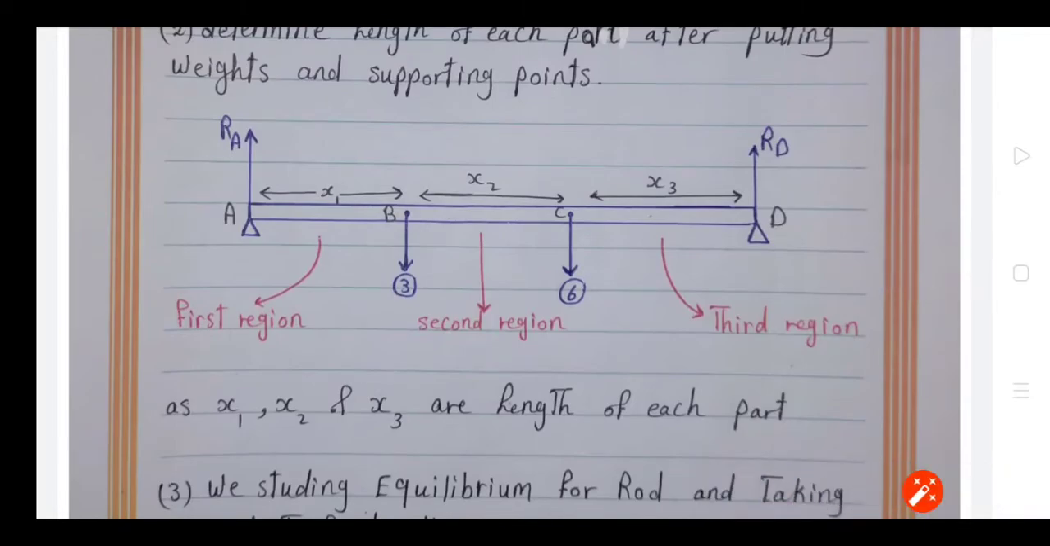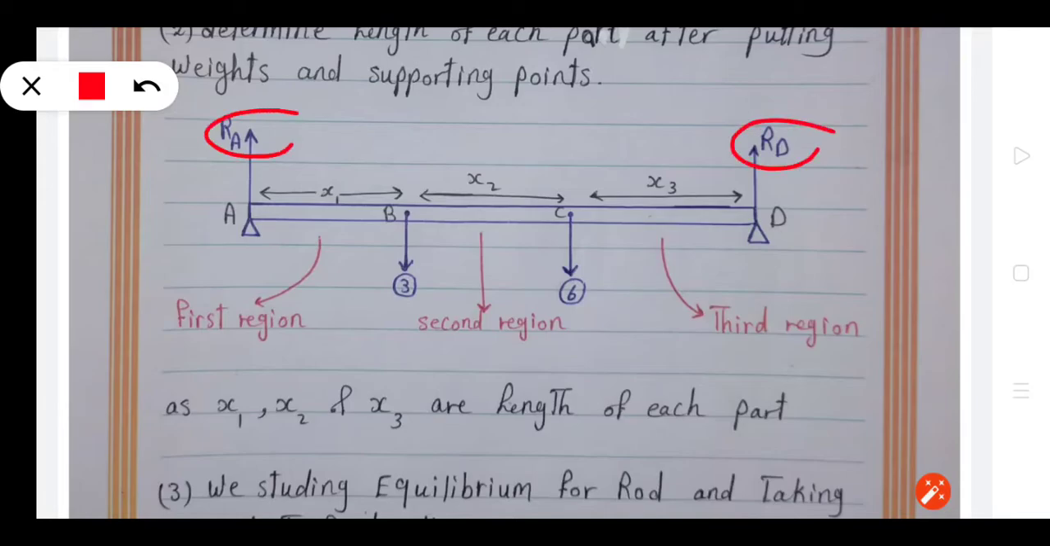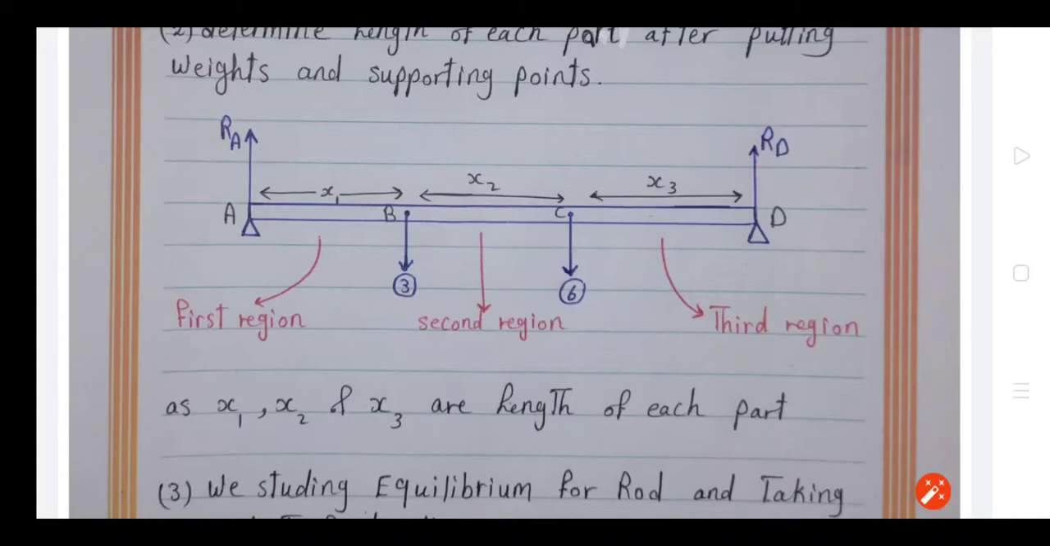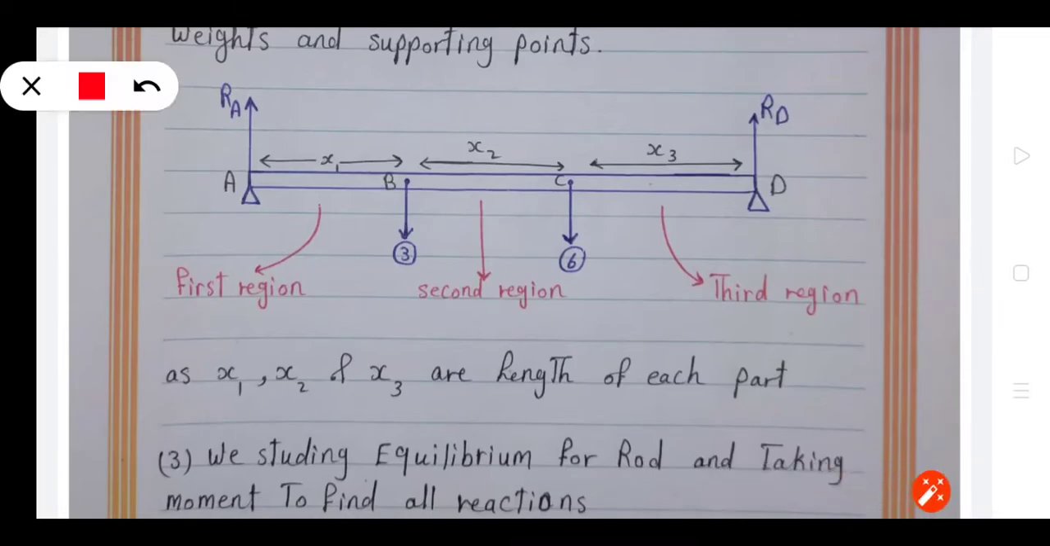If we're studying equilibrium for the total rod, RD plus RA equals 9. That's due to equilibrium for the whole beam. Now we should find RA and RD. So we will take moment about A or about D. We notice that if we take moment about A, we can cancel RA to find RD, and the converse is true.